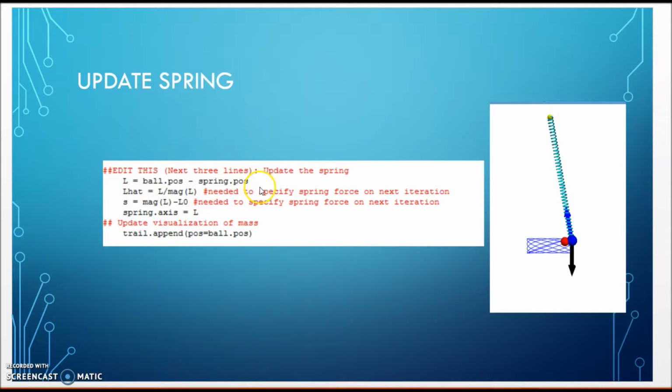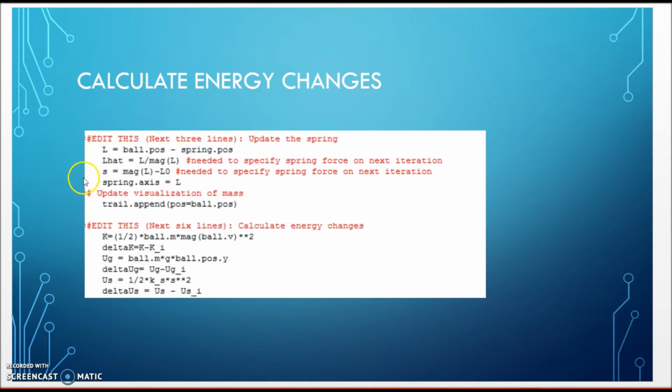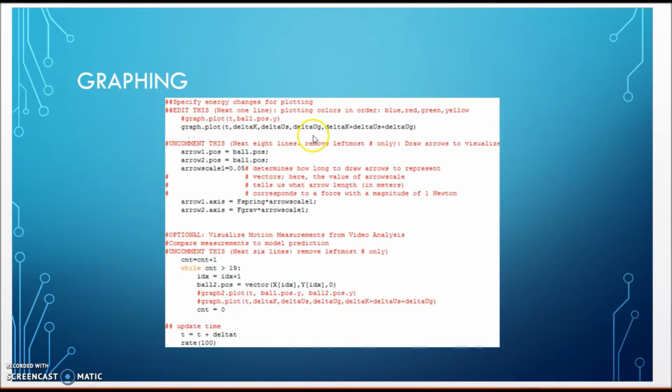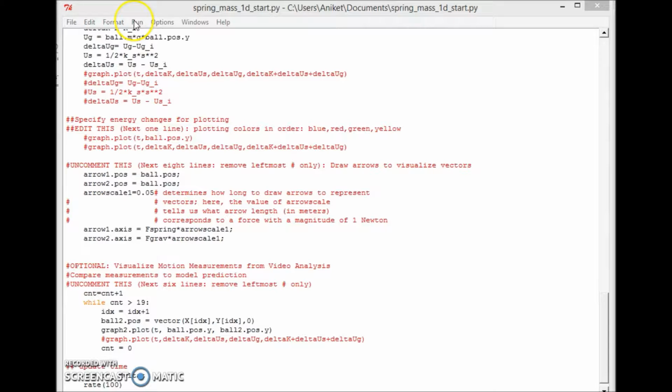Next, as the position of the spring changes, so does the spring stretch and compression. This code is used to update the visual model. At each time interval, the kinetic energy, gravitational potential energy, and spring potential energy are updated, which are then plotted to show the energy changes for each time. Here's my code to plot the different changes in energy. This part was used to compare the x and y positions from my predicted model to the actual model analyzed on Tracker. Now let's run the code.